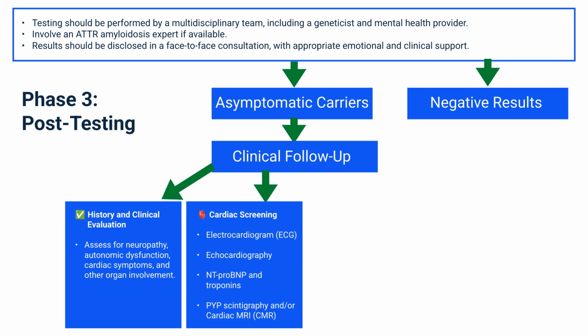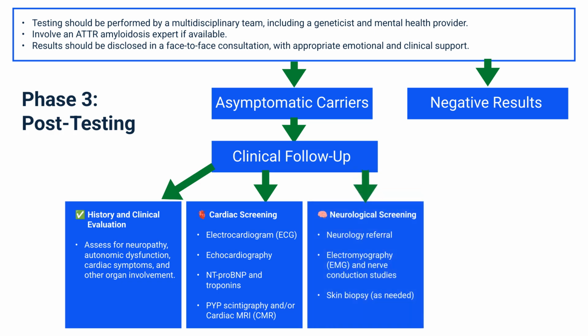Cardiac screening: ECG, echocardiography, biomarkers like NT-proBNP and troponins, and when needed, advanced imaging like technetium-99m pyrophosphate, PYP, scintigraphy, or cardiac MRI. Neurologic screening: EMG, nerve conduction studies, skin biopsy, and neurology referral, especially for genotypes associated with neuropathic forms of ATTR. Follow-up is typically annual, starting about a decade before the predicted onset based on family history and genotype. And remember, we're not only focused on the individual. Cascade testing should be discussed for at-risk relatives.